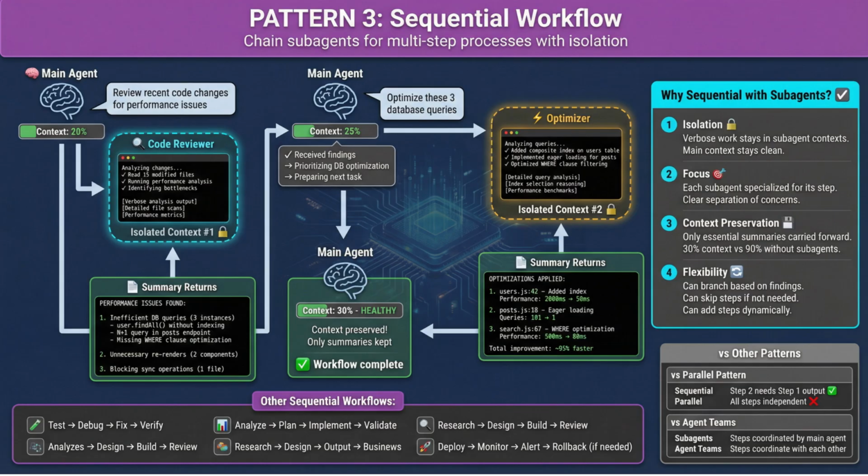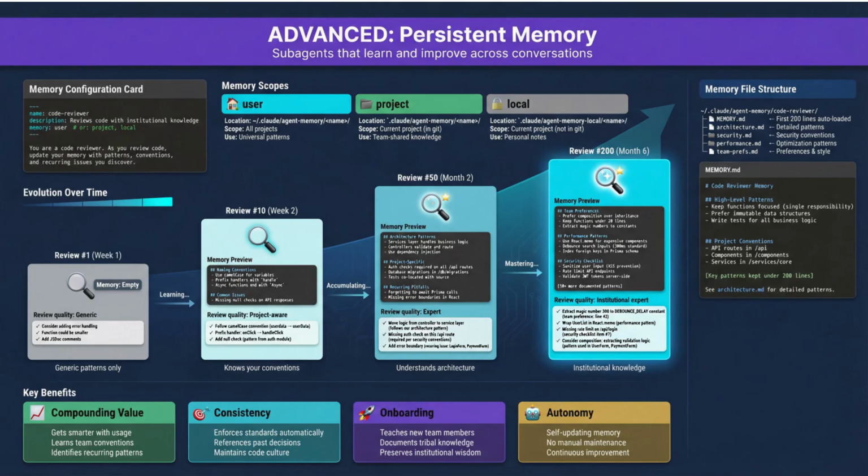Each step is delegated to a focused subagent, while your main conversation orchestrates the flow. The first advanced subagent feature is persistent memory, which enables subagents to learn across conversations and build institutional knowledge that improves over time. It's powerful when you have recurring tasks that benefit from accumulated wisdom.